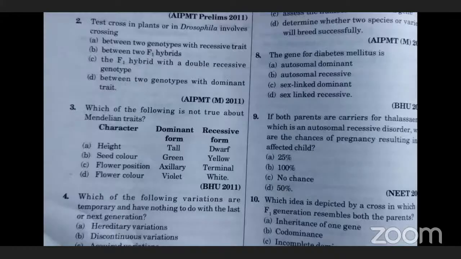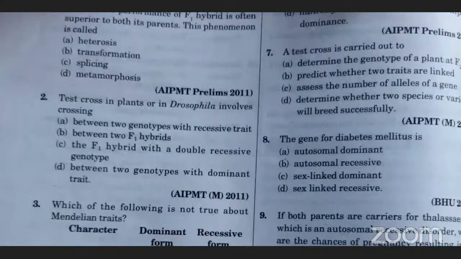The seventh one, any question you can take. The test cross is carried out to: determine the genotype of a plant at F2, predict whether two traits are linked, assess the number of alleles of a gene, or determine whether two species or variants will breed successfully. Which one is the correct answer?